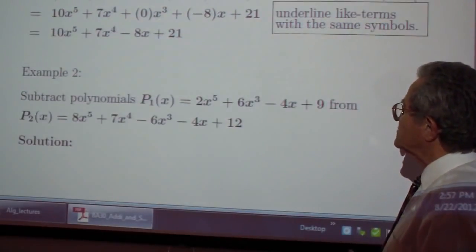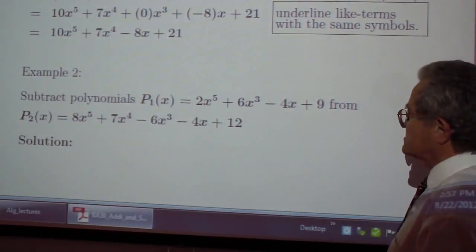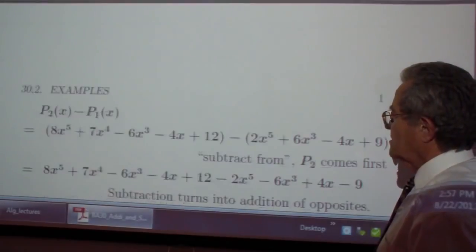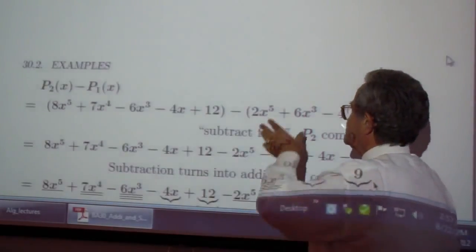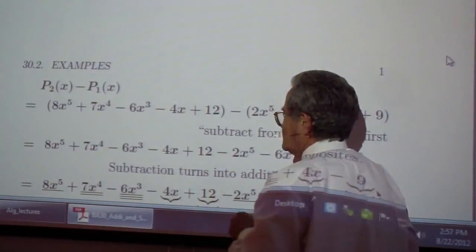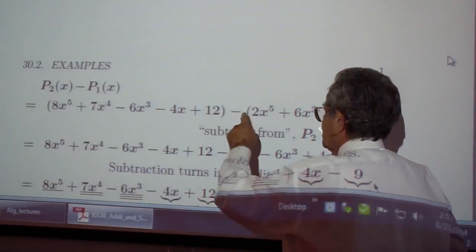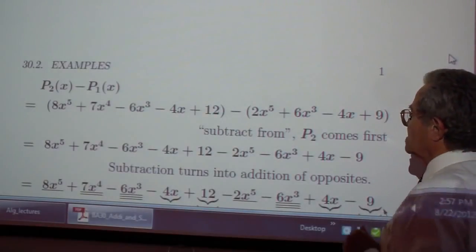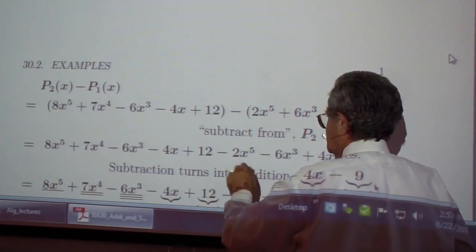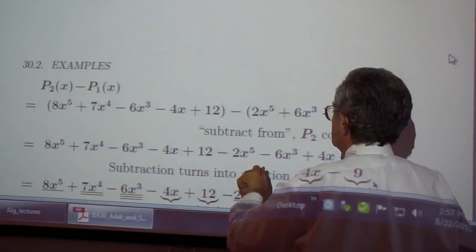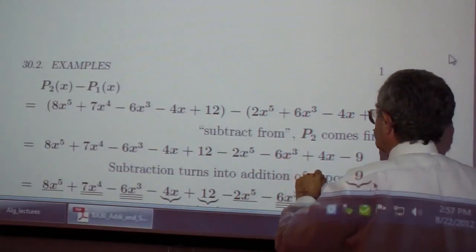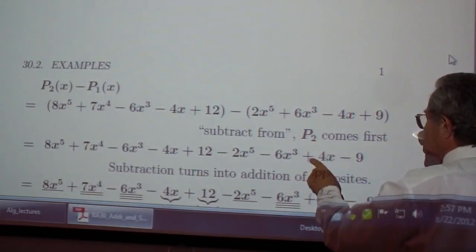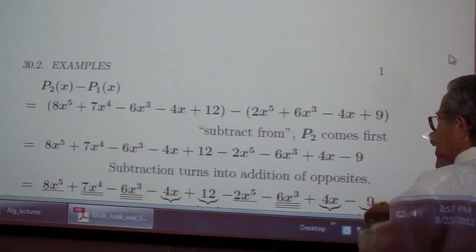Example 2. We want to subtract the two polynomials now. The second set of parentheses are crucial. The first set is not needed. So how do I subtract? I never subtract, I add opposites. So subtracting positive 2 is like adding negative 2, adding negative 6, adding positive 4x, and adding negative 9.